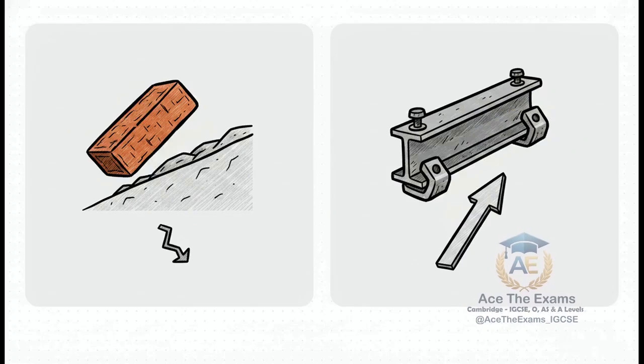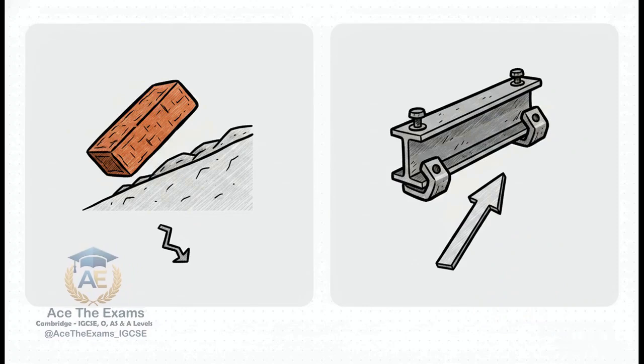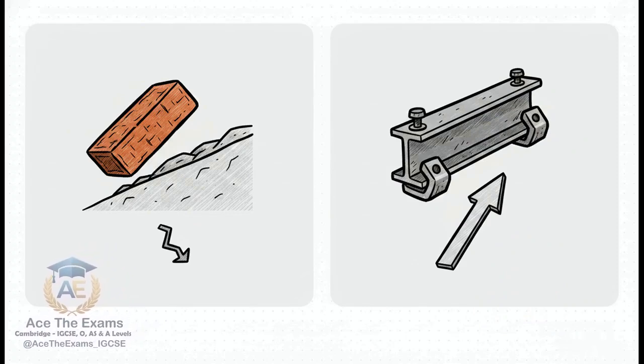Because only conservative forces are doing work on the system, mechanical energy is conserved, allowing us to equate the initial mechanical energy at point A to point B. Do you see the difference there? One is a loose brick tumbling down, the other is a bolted steel beam.